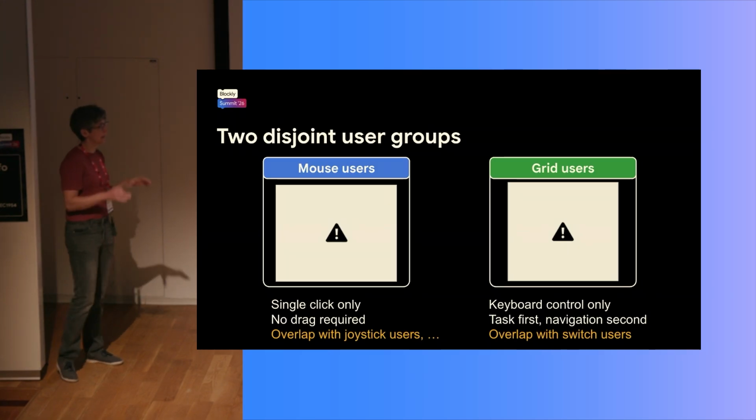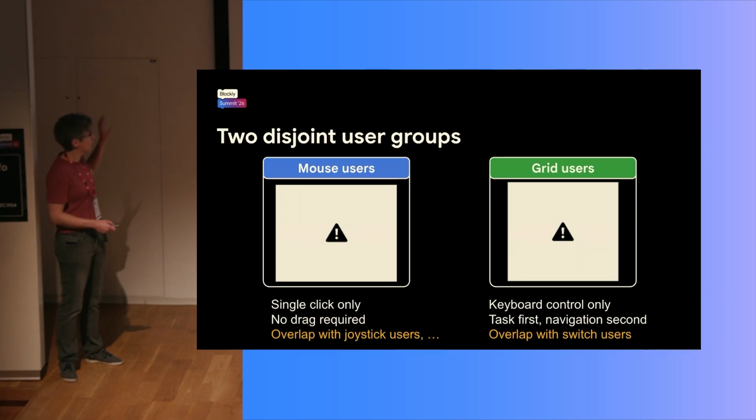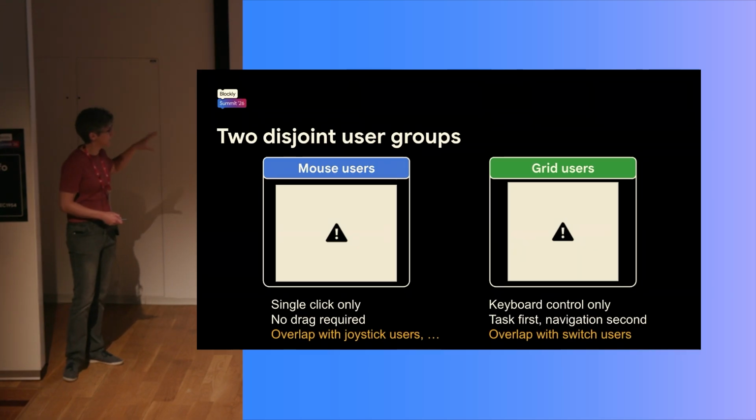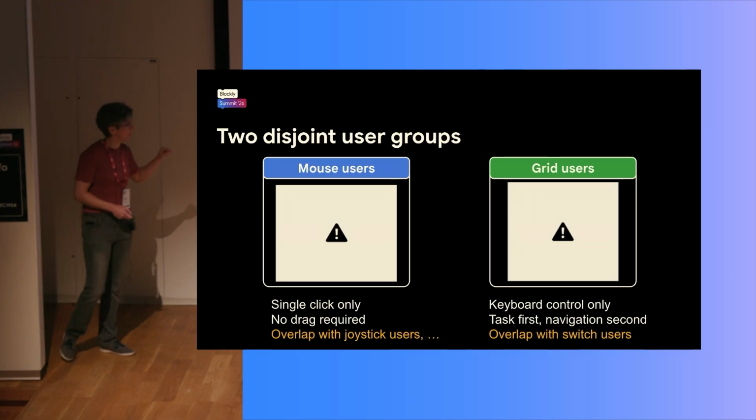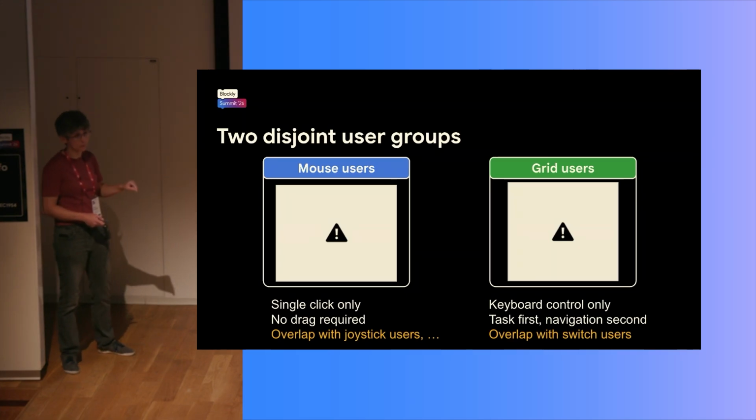I believe, include users of different assistive tech. So on the one side, you've got mouse users. So the design constraint here is we want single click only. This would also be useful for somebody using a head mouse, maybe with a switch or a dwell to do a click, a joystick with a single switch input. So we don't want drag to be required, single click only.